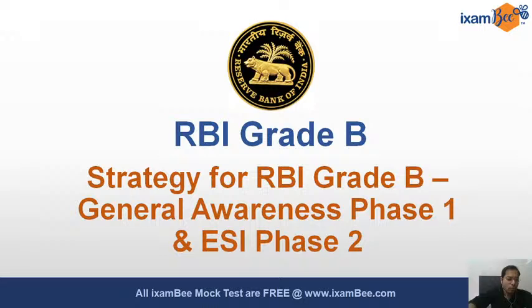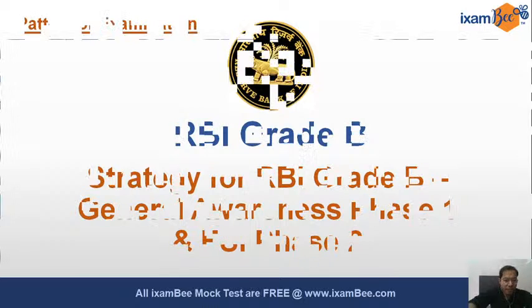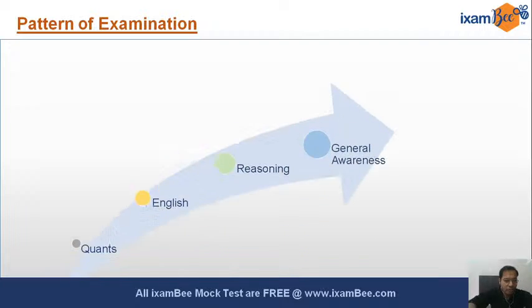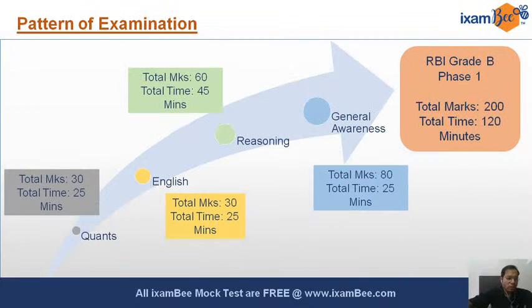As you are familiar with the pattern of the examination for Phase 1, still I'm just giving you a gist of it. As you can see on your screen, the total marks is 200 for prelims and the total time is 120 minutes, which comprises 4 sections: quants, English, reasoning and general awareness. The quant section is 30 marks and the total time is 25 minutes, while English is 30 marks, 25 minutes again. Reasoning is 60 marks, the time allotted is 45 minutes. The general awareness section is 80 marks and the time allotted is 25 minutes.